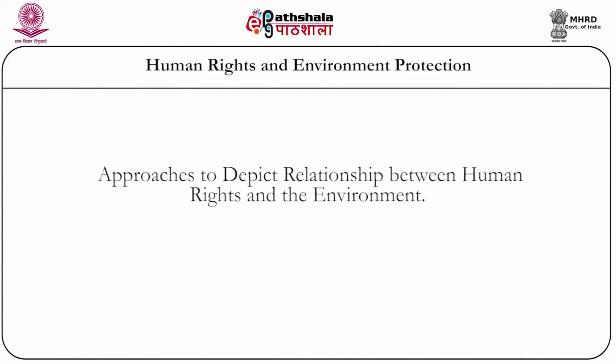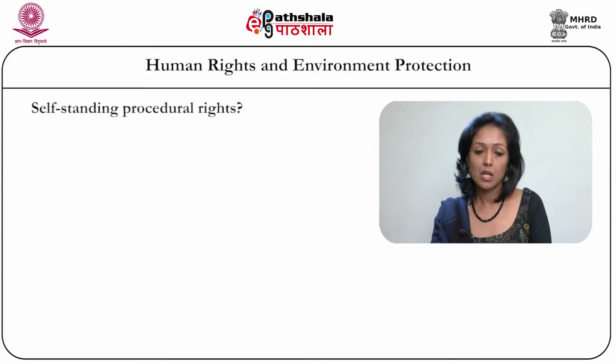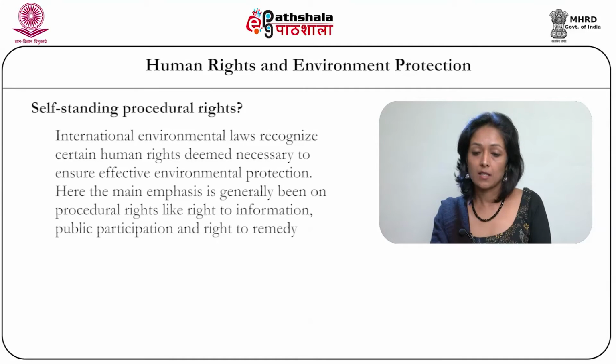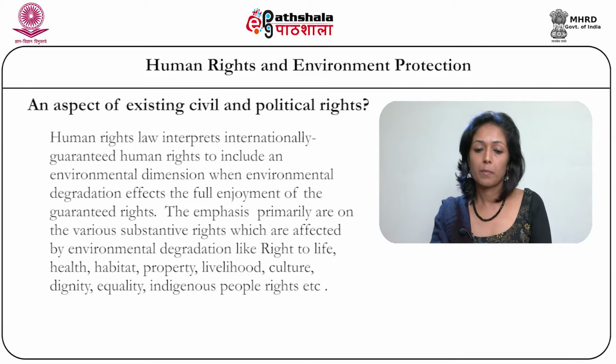But to take this interrelationship further forward, various approaches have emerged to implement and characterize the relationship between human rights and environment. The first approach is where international environmental laws recognize certain human rights deemed necessary for the promotion and protection of the environment, and that has been made part of environmental instruments. This approach is mainly concerned with acknowledging that certain human rights are relevant to the goal of environmental protection. Here, the emphasis has generally been on procedural rights like the right to information, public participation and the right to remedy. The second approach is where human rights law interprets internationally guaranteed human rights to include an environmental dimension. The emphasis is primarily on the various substantive rights which are affected by environmental degradation, like the right to life, health, habitat, property, livelihood, dignity, equality, etc.